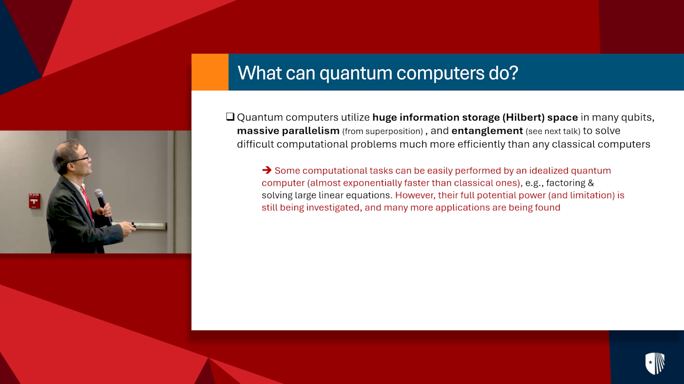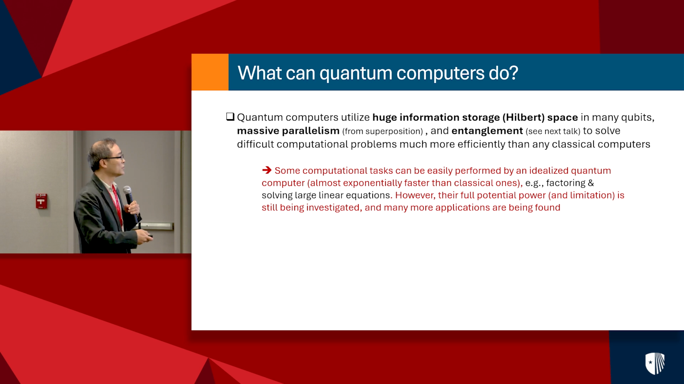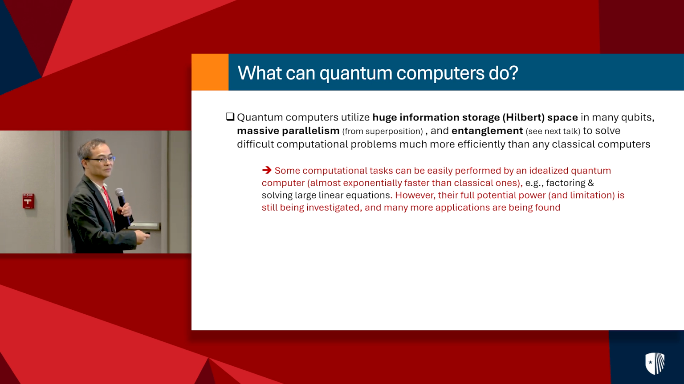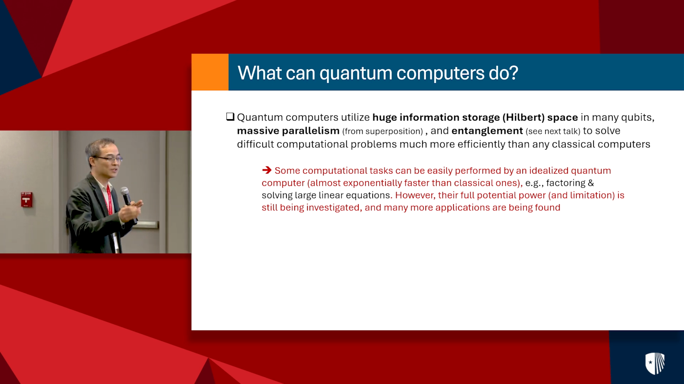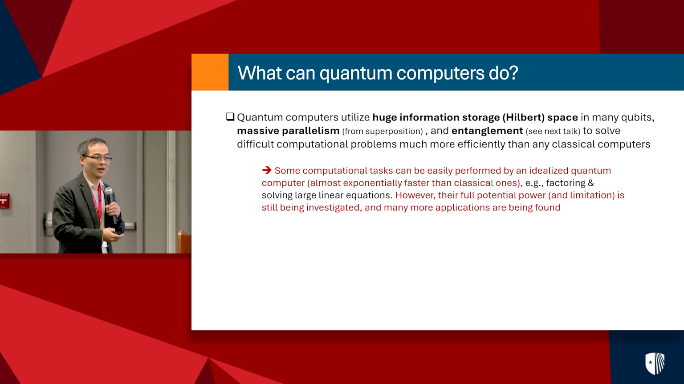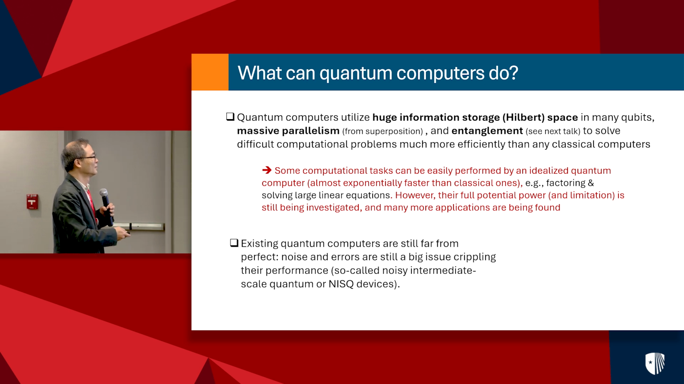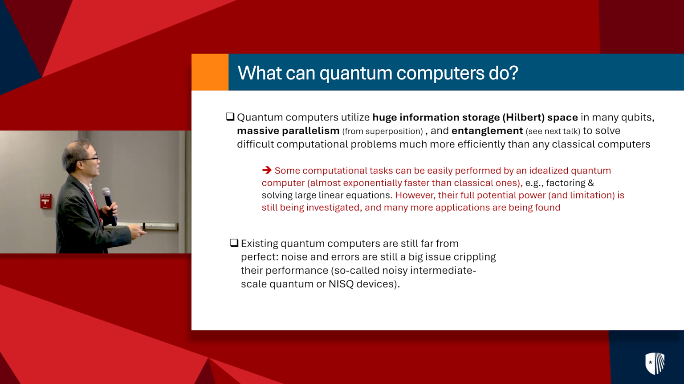And so what can they do? They can do some computational tasks much more efficiently, almost exponentially faster. For example, factoring and solving large linear equations. However, it's still research; we still do not know their full potential, and also limitations. We have to look at both sides. It's still being investigated, and many more applications are still being found. And this could be found by the students here or your future students. So I would maybe give an example of factoring.